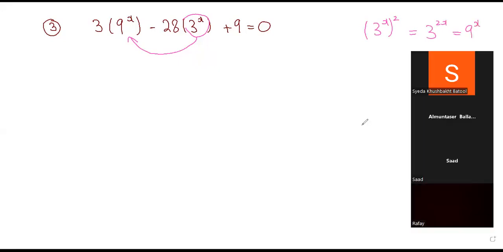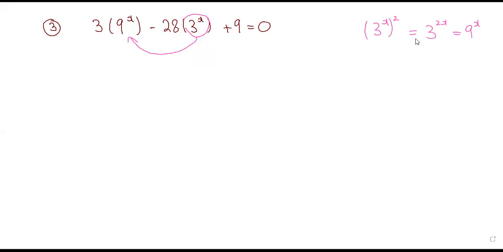So 1 second only, a lot of students have just joined, so I'm just waiting for their audio and then I am going to explain this again.